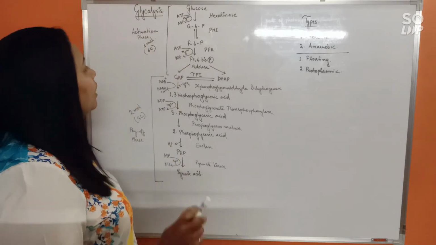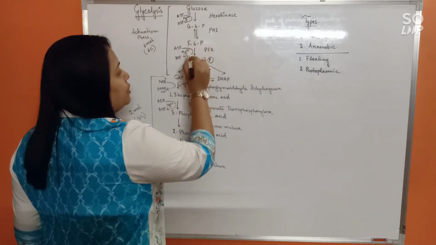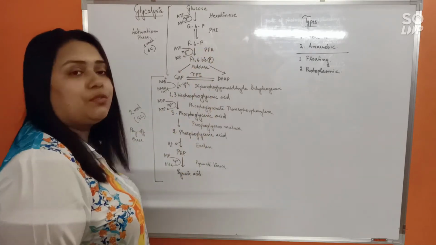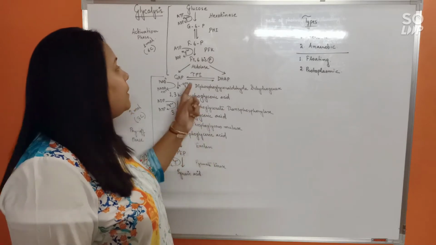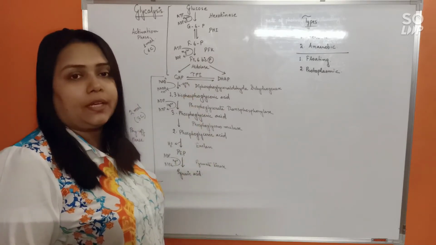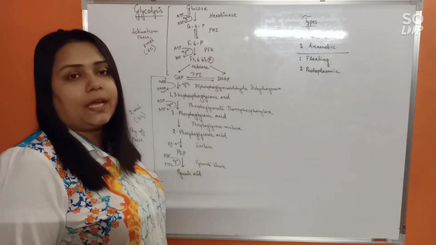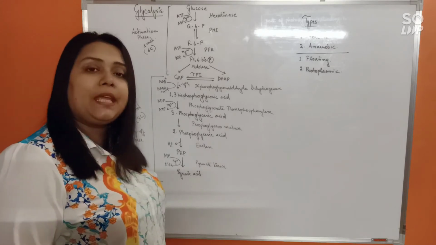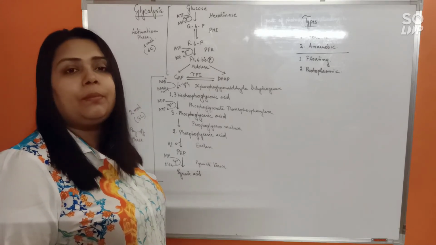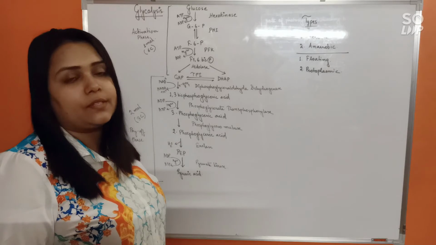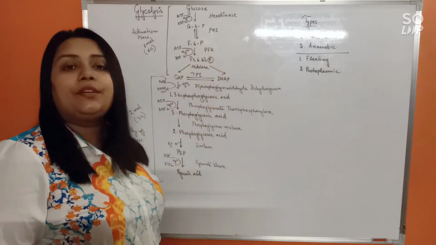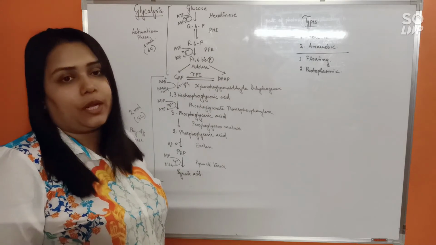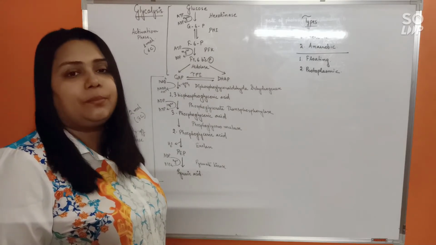Now, in this step, fructose 6-phosphate to fructose 1,6-bisphosphate, the enzyme which is going to be acting as catalyst is PFK, phosphofructokinase. Phosphofructokinase is going to be the pacemaker of glycolysis. It will be maintaining the rate of glycolysis, and also because of that, this step will be known as the rate limiting step of glycolysis. Do remember that, it's very important.